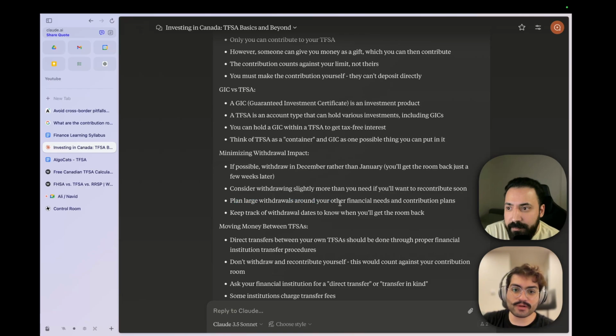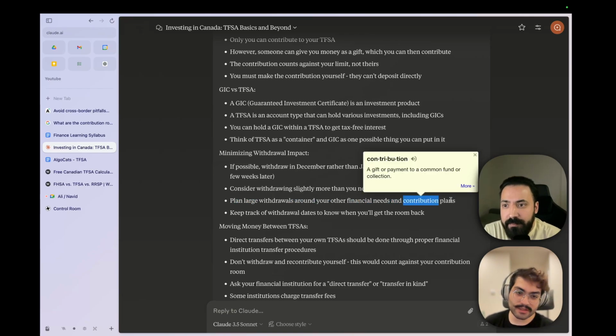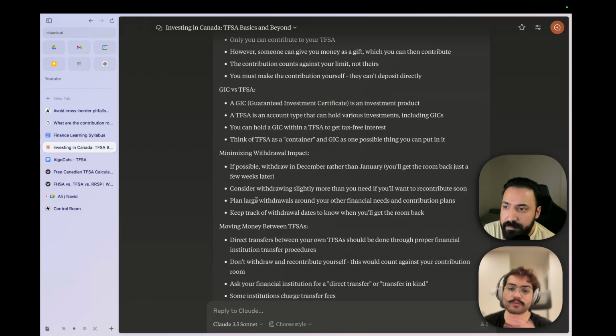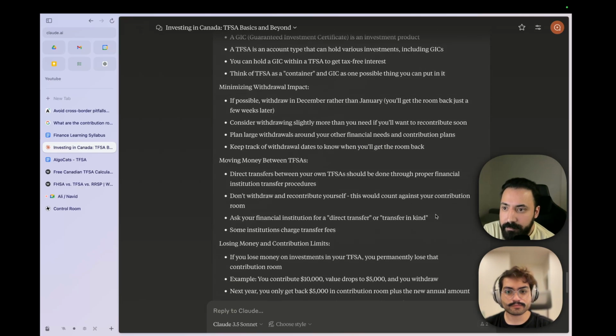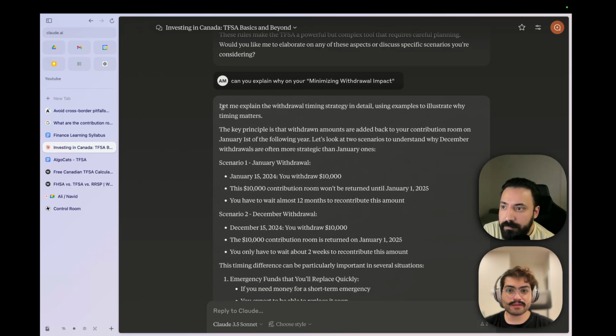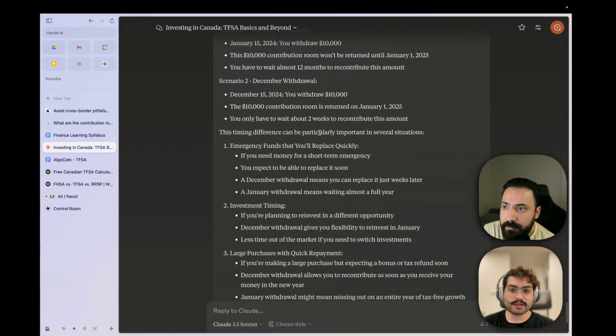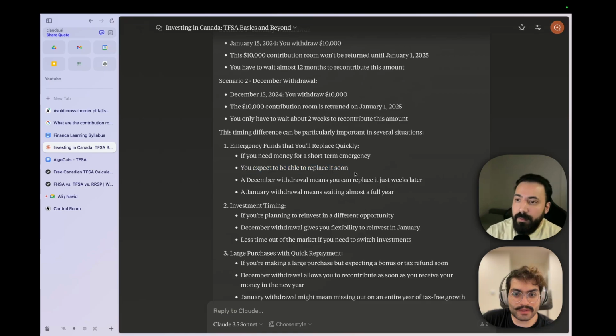Plan large withdrawals around your other financial needs and contribution plans, so your whole big picture of your finances, and keep track of withdrawal dates to know when you'll get the room back. It's explaining the withdrawal timing strategy in detail. If it's an emergency fund that you'll replace quickly, for short-term emergency, and you expect to replace it soon, a December withdrawal means you can replace it just a few weeks later.